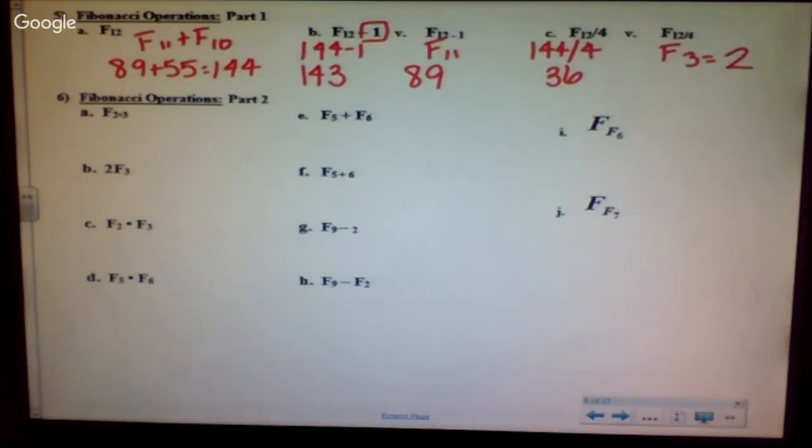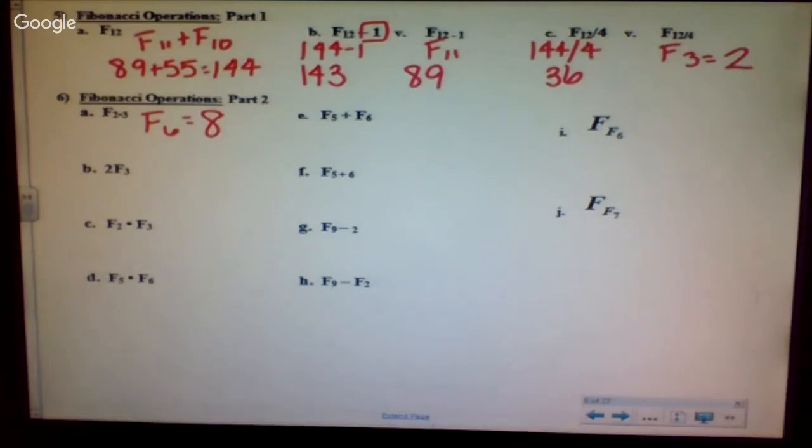So you've got to be careful whether it is a big number that's being added or subtracted at the end, or divided at the end, or multiplied at the end, or is it down with the sub, which changes the F value that you're trying to find. So with A, I'm truly trying to find F sub 6. 2 times 3 gives me 6. So F sub 6 is 8.